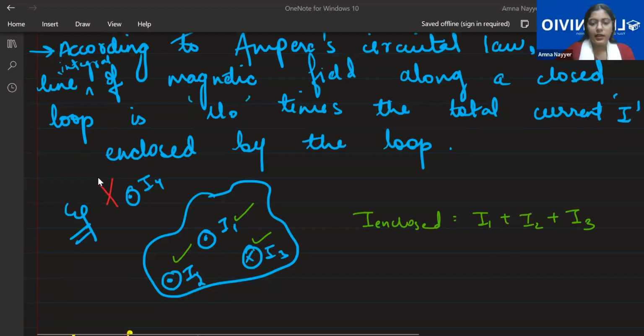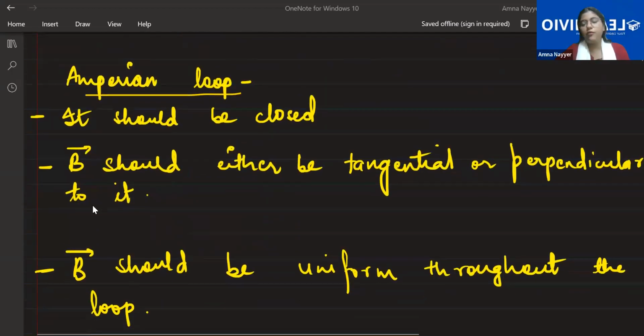Okay. See, first you have to form an Amperian loop. What is an Amperian loop? An Amperian loop should be closed, like your Gaussian surface. That's why I'm saying it is related to Gauss law. In Gauss law, we had the Gaussian surface which should be enclosed, and the electric field should be tangential or perpendicular. Similarly, here we'll choose an Amperian loop which should be closed.